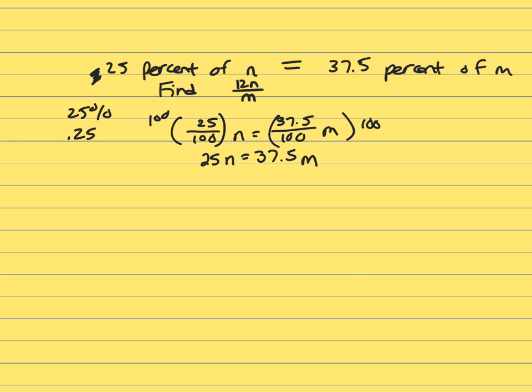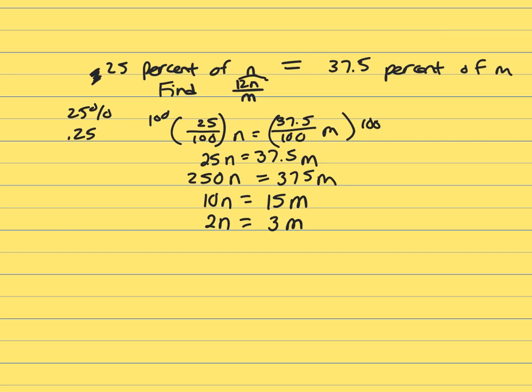Now let's get rid of that last decimal by multiplying both sides by 10. So that's 250n equals 375m. Now what goes into both sides, 250 and 375? That would be 25. So divide both sides by 25 and you get 10n equals 15m. Divide by 5. So that's 2n equals 3m.